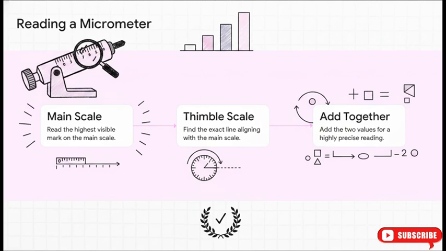Step 1, you just read the highest visible mark on the main scale. Let's say it's 2.5 millimeters. Okay, step 2, you look over at that rotating thimble scale and you find the exact line that aligns perfectly straight horizontally with the central line of the main scale. Let's imagine it aligns at 17, which represents 0.17 millimeters.